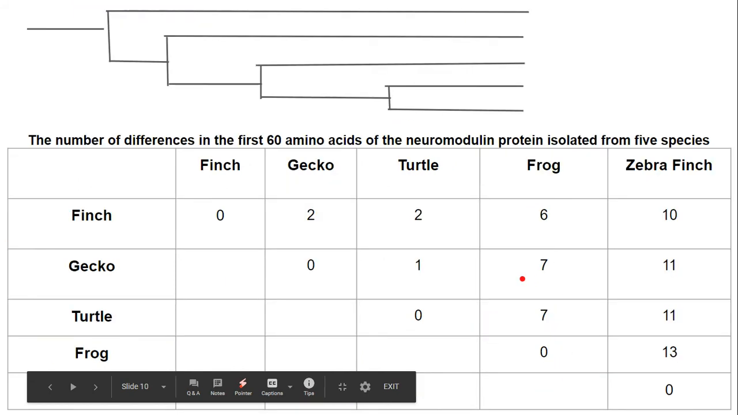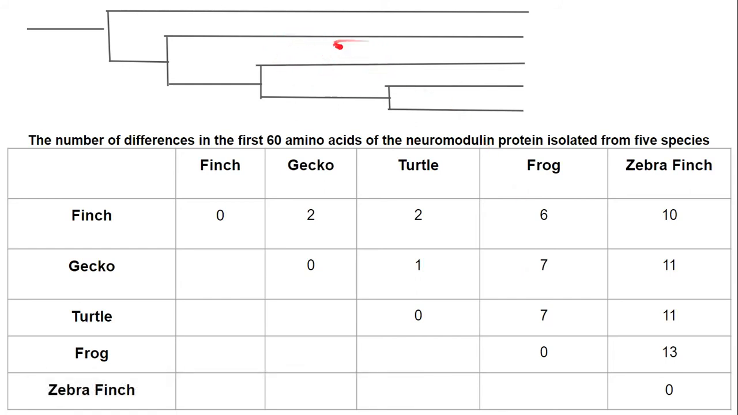Okay, another example. Again, another different type of skeleton for the tree. This says the number of differences in the first 60 amino acids of the neuromodulin protein isolated from 5 species. So first thing we do, we need to find the outgroup. And we need to know where the outgroup goes on the tree. Again, I think it's easier if you just fill out the other numbers. And when I do that, this goes 0, 2, 2, 6, 10.